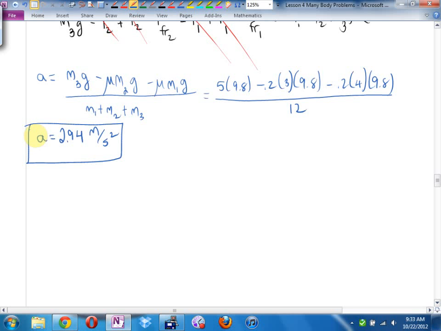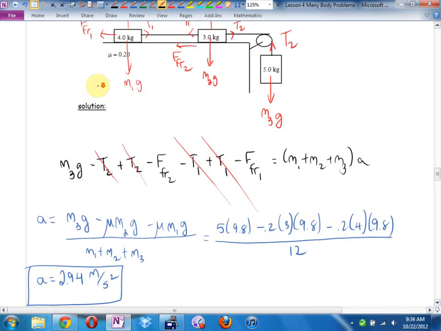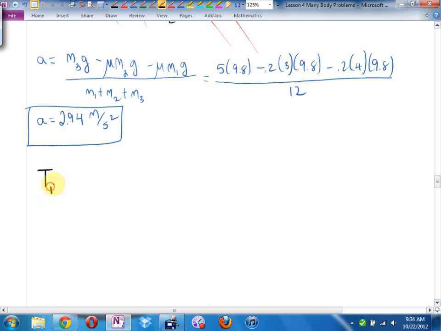What else did they want me to find? Oh, tensions. Okay, let's go looking at one mass. Let's find tension 1 first. Tension 1 appears in mass 1 and mass 2. I think it's going to be easier to find tension 1 from mass 1. So here's mass 1. What are the forces acting on it? What's pulling mass 1 to the right? Tension 1. What's slowing it down? Friction 1. So my equation is going to be tension 1 minus friction 1 equals mass 1A.